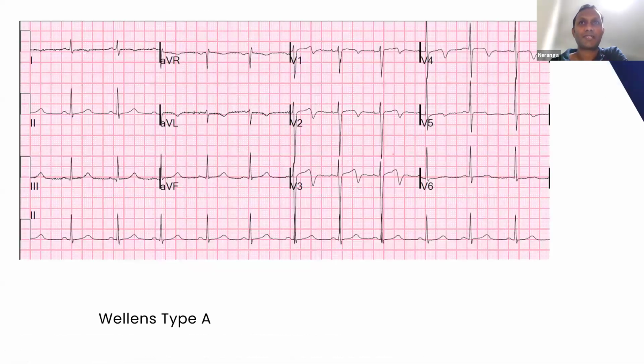Okay, this is a Wellens type A ECG. There is a preserved R wave. Usually this type of ECG can even occur with a Q wave, but if only the Q is there, it's more likely an old anterior MI. But here the R is preserved, and if you do an echo, it will be normal.